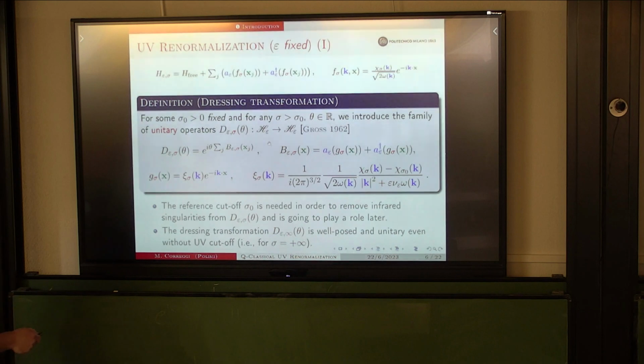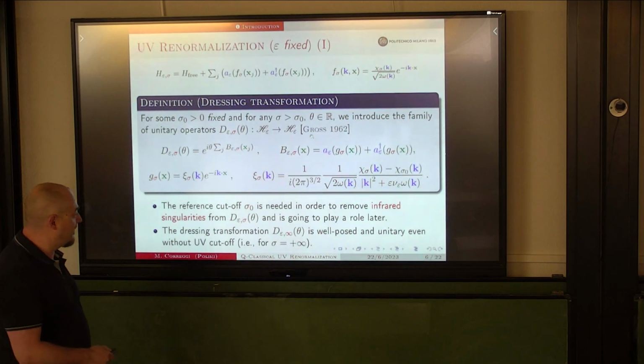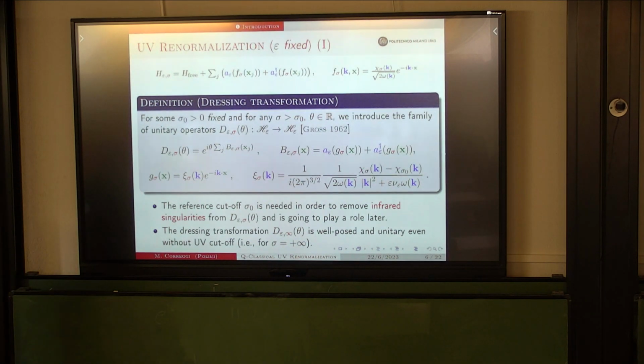dressing transformation. And look also at the numerator. There is a difference between the two cutoffs, the one at sigma and the other one at sigma naught. So you have no infrared singularities here, because when sigma is smaller than sigma naught, that's identically 0. That's also important for the massless case, in fact.